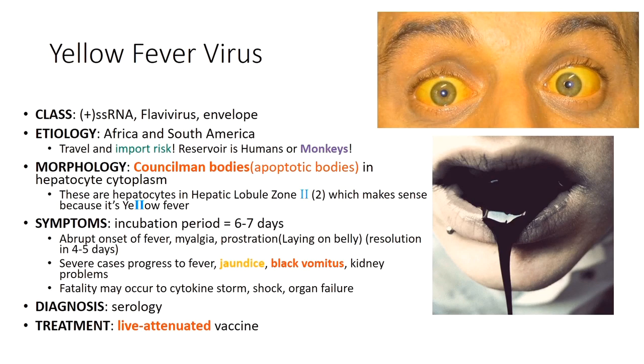And to start things off, the first we're going to get to is known as yellow fever virus. This is a positive single-sense RNA flavivirus. It has an envelope. Usually where you find this infection is in Africa or South America. And travel history is something that's very important. So that's something you want to be looking for in the stem of your questions in order to help you come down to your diagnosis.